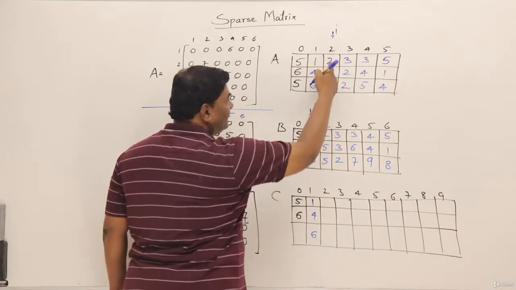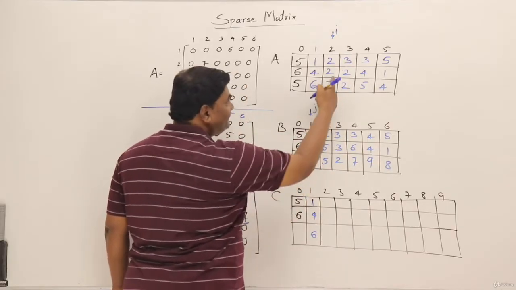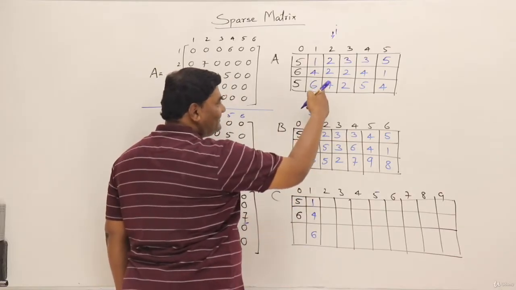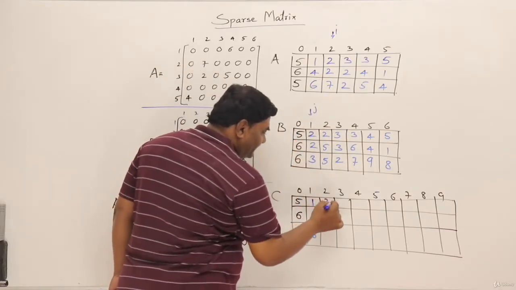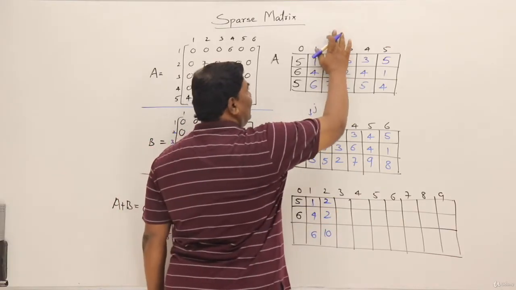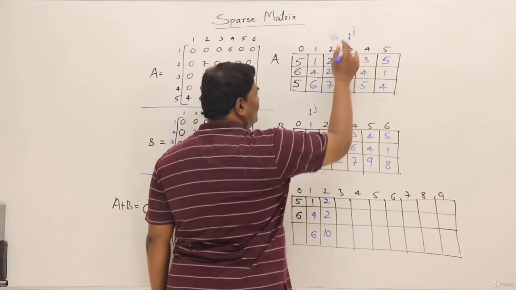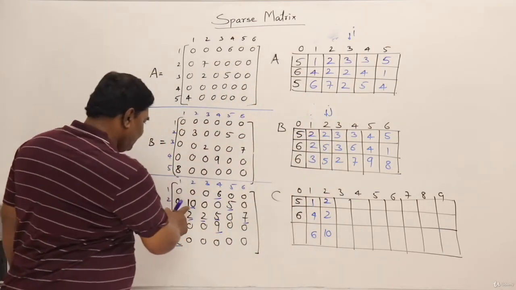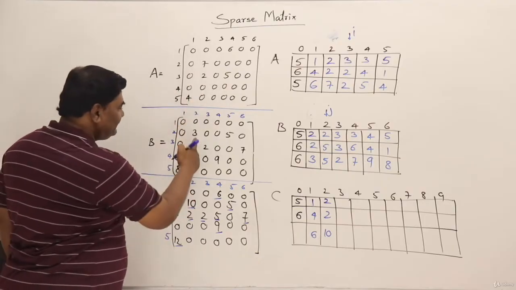Compare rows. Rows are same. Compare columns. Columns are also same. So these are matching. So add 7 plus 3. So row number is 2, column number is 2, and add them. And move i also and move j also. So this is what we got, 10 here, because the 7 and 3 were matching.